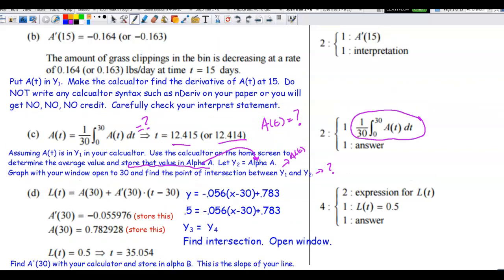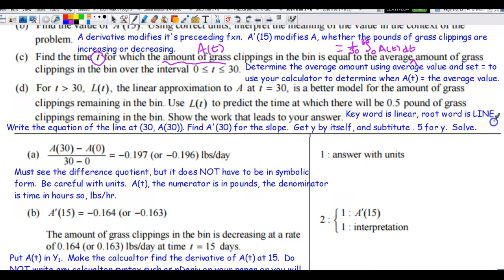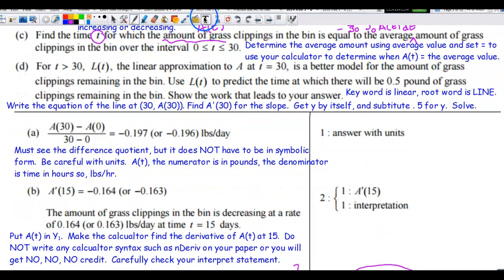In letter D, let's clear the board again and see what we're doing here.